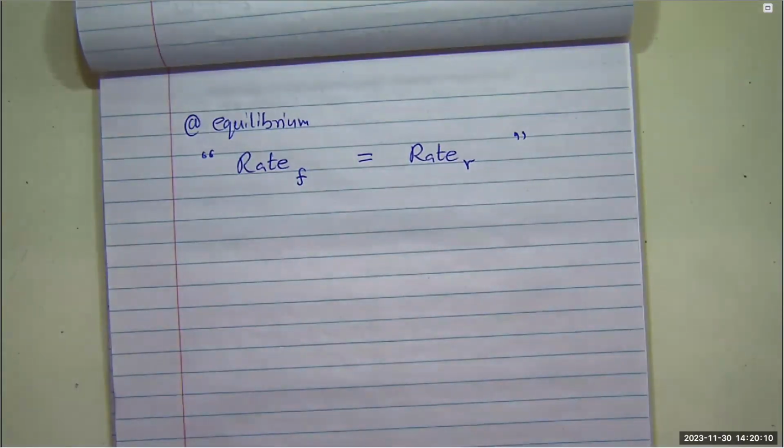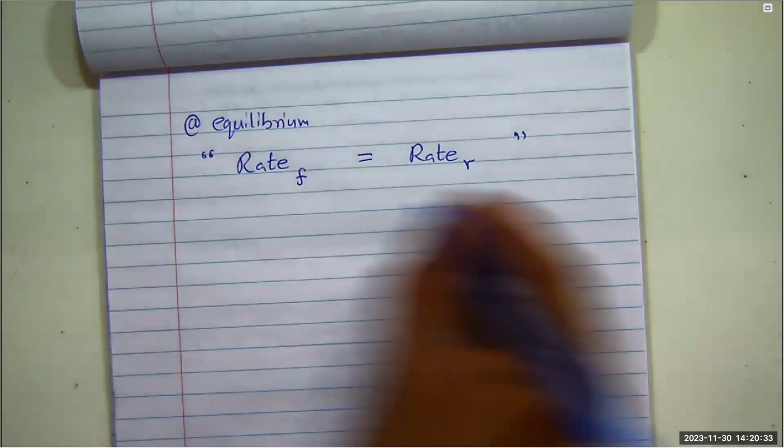It doesn't mean that at equilibrium, the reaction stops. The reaction does not stop at the equilibrium. What happens is the rate of production of products and the rate of production of reactants are going to be the same. It seems like the concentrations at the equilibrium are not changing.